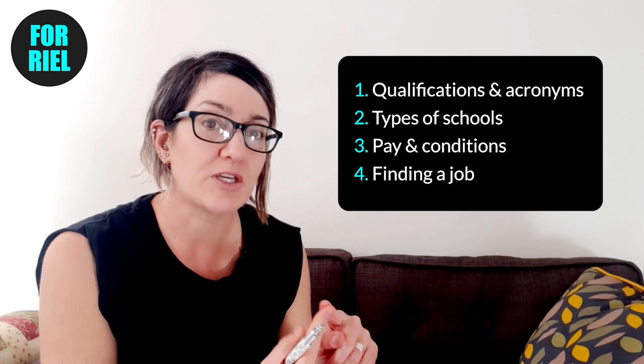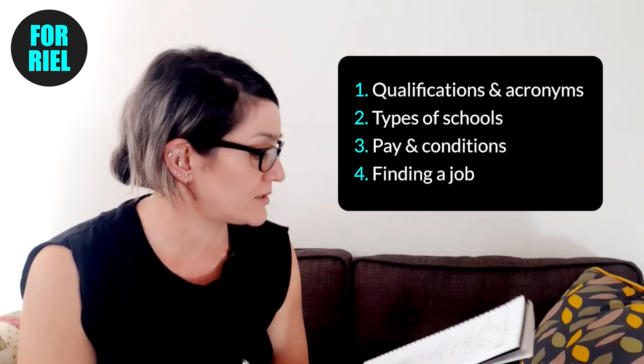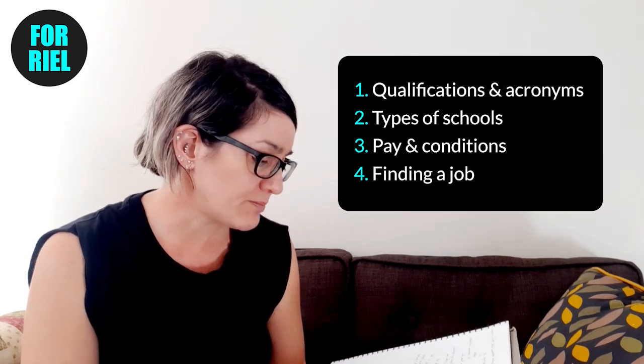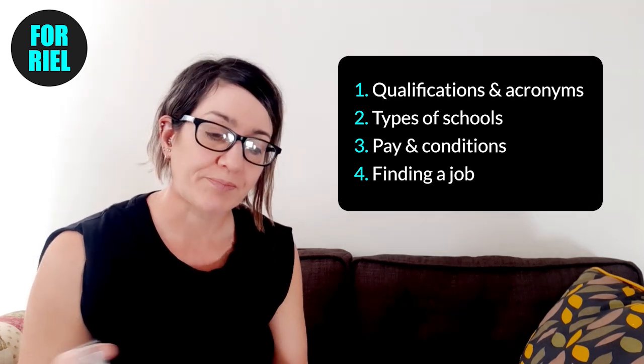First thing, I'm going to talk to you about qualifications and acronyms. Second thing is types of schools that you'll find in Cambodia. The third thing is pay and conditions. And the fourth thing is finding a job. So without further ado, let's talk about qualifications and acronyms.